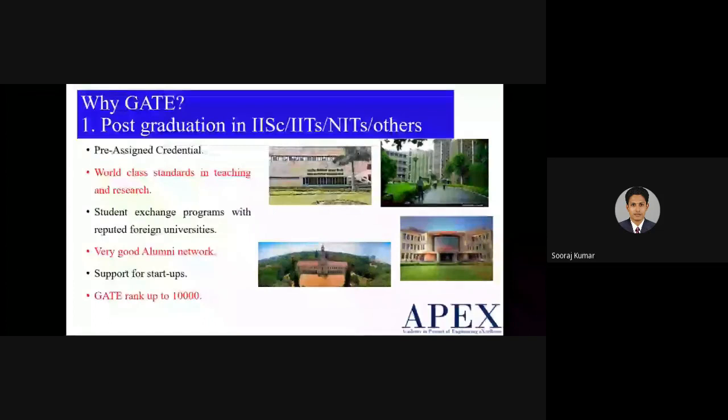For M.Tech in IIT Madras, I will tell you because I know that, and a similar thing will be there in all the IITs and IISc. In Madras, the average salary for M.Tech and MS both is around 11 lakh per annum. The maximum last time was around 39 lakh per annum, and the minimum was around 6 lakh per annum. So that is the range of salary you will get.